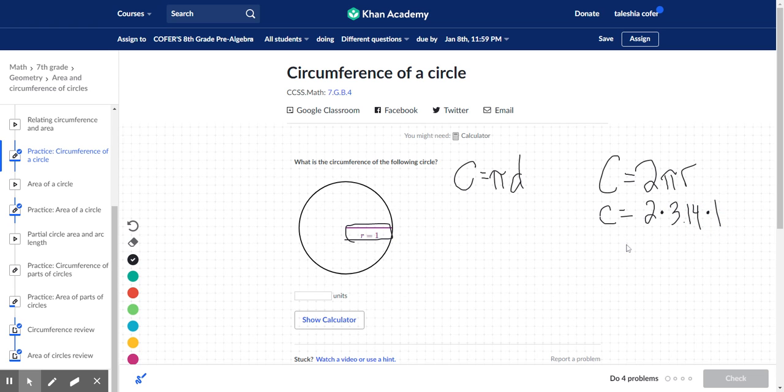Now I'm going to multiply straight across. C is equal to 2 times 3.14 is 6.28, but I still have to multiply it by 1. Now I have c is equal to 6.28 times 1. That's just 6.28. So I now know my answer is 6.28.